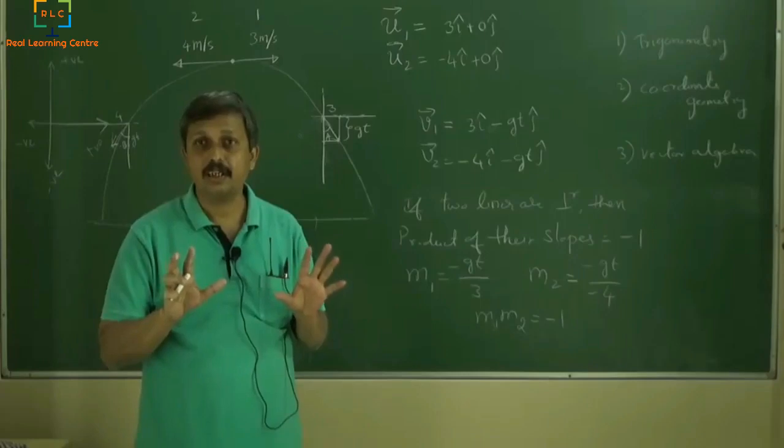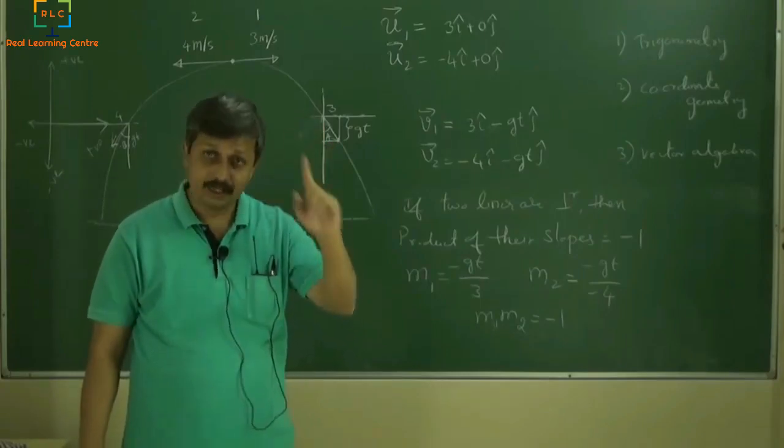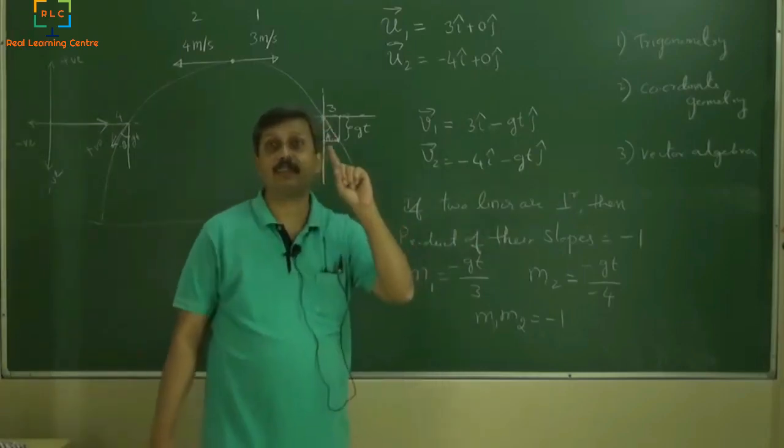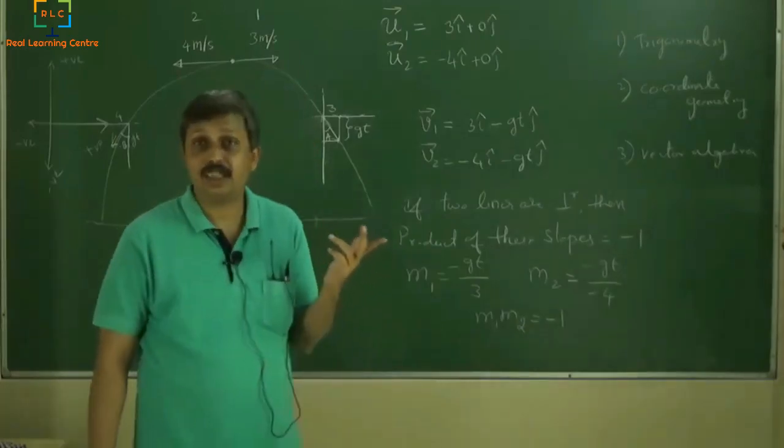Idea. Second thing, whenever somebody says perpendicular, suddenly what comes to your mind is slopes product should be -1. See whether you get the slopes and multiply them and get -1 and see whether you can solve it.